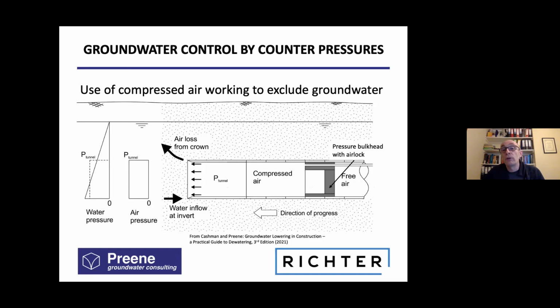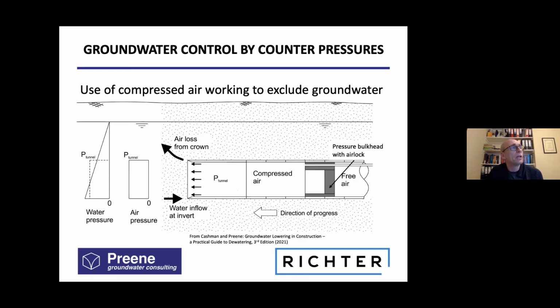For example, the Brunel family, Marc Brunel and Isambard Kingdom Brunel, used it on some of their works under the River Thames. And the idea is we have a tunnel here that we're constructing below ground level. And the tunnel has its primary lining, its segmental lining, and we have a tunnel shield. Now, if we create a pressure bulkhead and an airlock inside the tunnel itself, and we pump in compressed air from a compressor, if we put enough air in, we can pressurize this zone between the tunnel face and the airlock, and we can raise the pressure in the tunnel to approximately match the ground pressure.